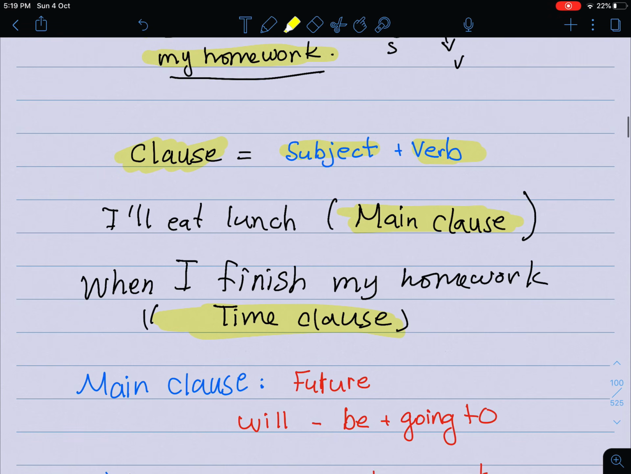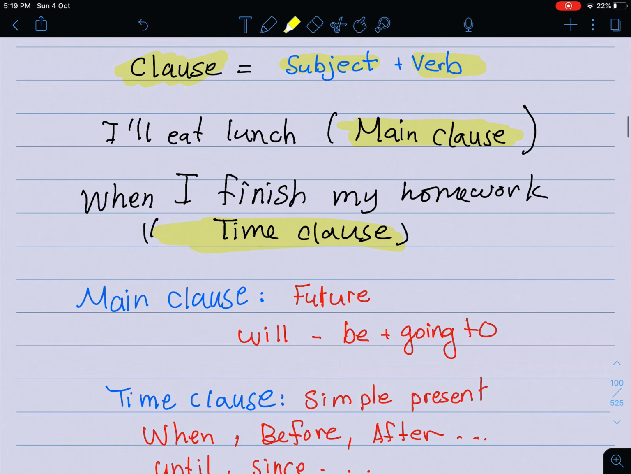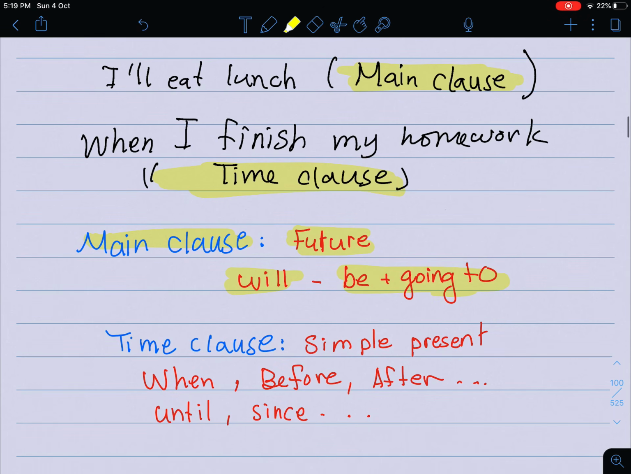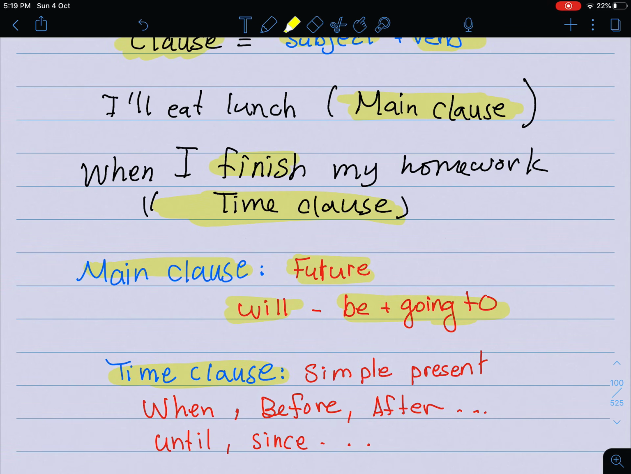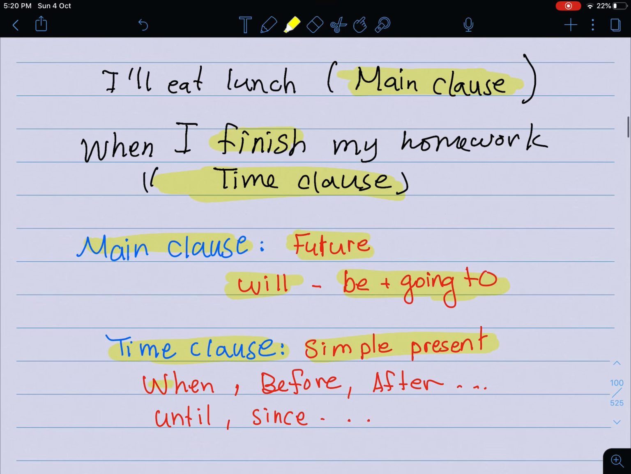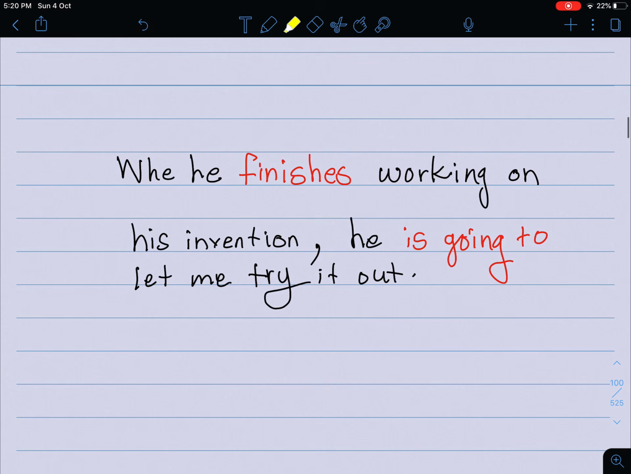homework. Okay, so right now if you realize لو تلاحظون the main clause is in the future. عادة المين clause الأساسي okay يكون في future with either will or be going to. عارفين إن future إما will or be going to. While the time clause okay is in the simple present, okay, and usually it starts يبدأ عادة ب when, before, after, until, and since.